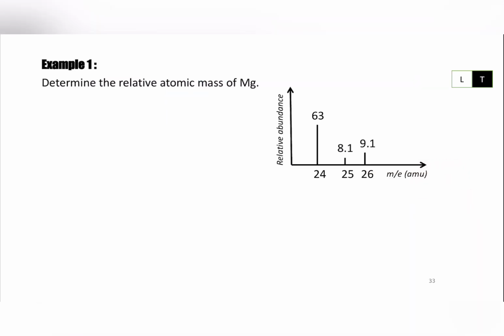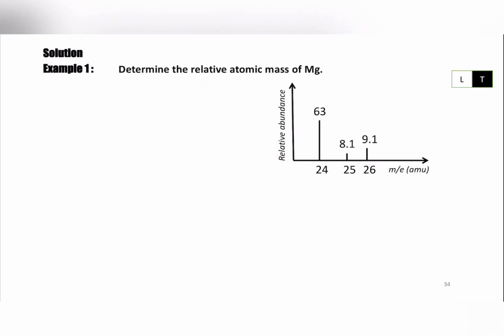So let's go to example 1. I have here a spectrum and I want you to determine the relative atomic mass of magnesium. So how to do this one? Use the steps that I've taught you in the previous slide. Step 1, find the average atomic mass first. So you will use Kimi-Ki. That's the short form for me so that I can understand what I'm trying to find out.